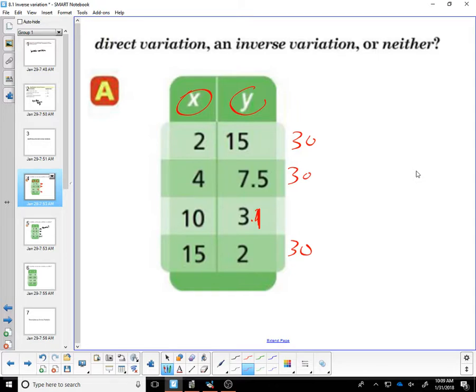It's 31? Okay, so I have this output here. And I'm asking the same questions. Hey, what type of relationship is there? Does this have a direct, an inverse, or neither? And you would say... You don't want to say neither. You don't want to say neither.